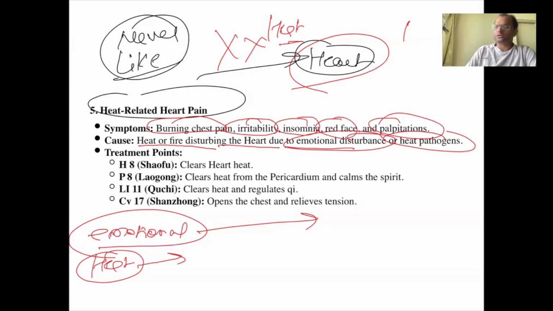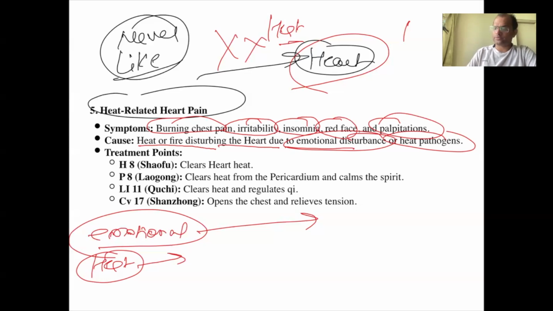कि आपको गर्मी के लक्षण साफ साफ दिखेंगे. इसे नींद नहीं आ रही है, पाल्पिटेशन हो रहा है, इरिटेबिलिटी हो रही है, छाती में जलन हो रही है और चेहरा लाल हो गया. You will see all the heat symptoms very clearly. Okay, then you have to treat the heat.